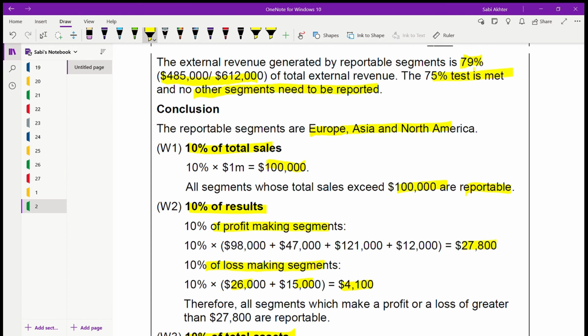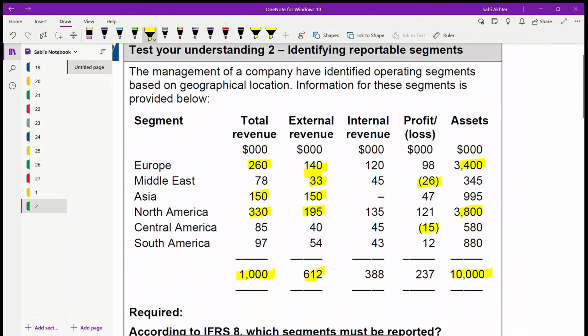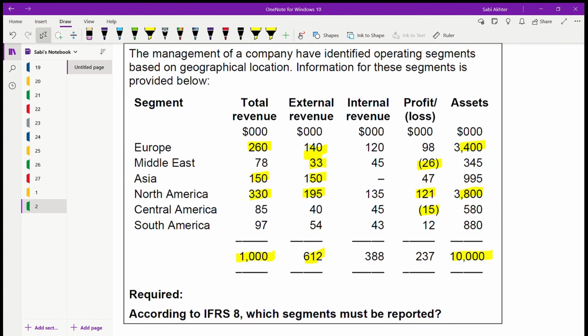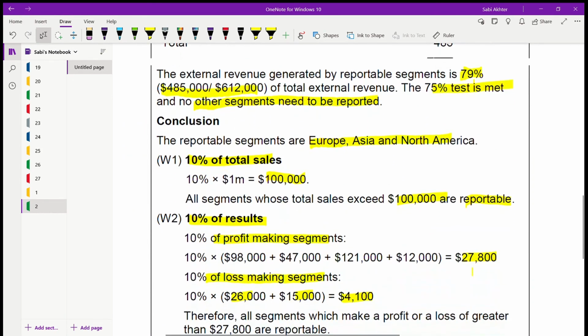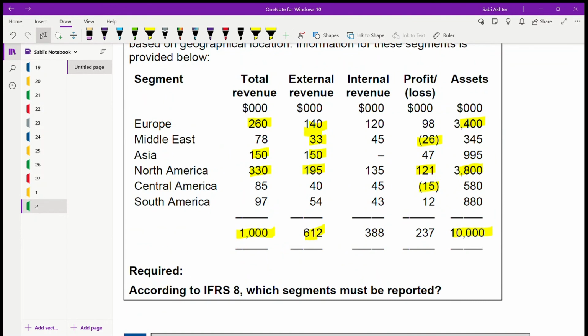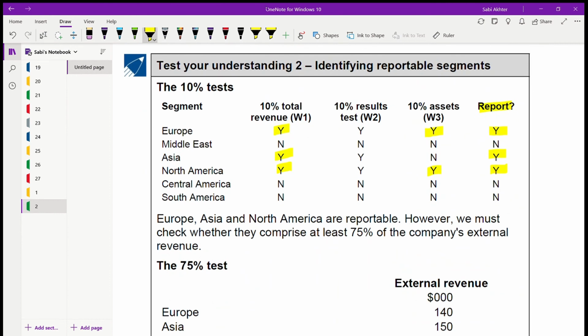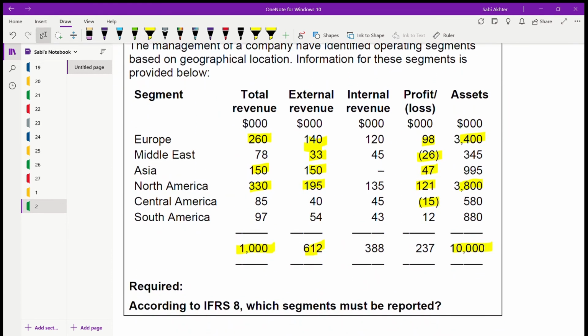Therefore all segments which make a profit or a loss of greater than 27,800 are reportable. The higher amount you have to see, whether the loss is higher or the profit. Here the profit is higher, 27,800. So whichever segment makes a profit or a loss more than 27,800 is reportable. So if you see here, North America, this amount 27,800. It is Asia, Europe, these. So it's yes for Europe, yes for Asia, yes for North America. Middle East is no. Let me check Middle East again because it's 26. Okay. Yes.